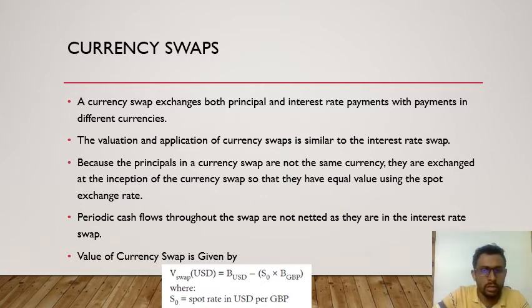Since for an interest rate swap we are taking a notional principal, here that doesn't work that way. We will have to exchange the currencies so that they have equal value at the spot exchange rate. Then the periodic cash flows are not netted, they will be paying the periodic cash flows, and the value of the swap is given by the formula. Value of swap in USD is equal to the present value of USD denominated payments minus the spot rate in USD per GBP times the present value of GBP denominated payments. So we'll take an example and see how this works.